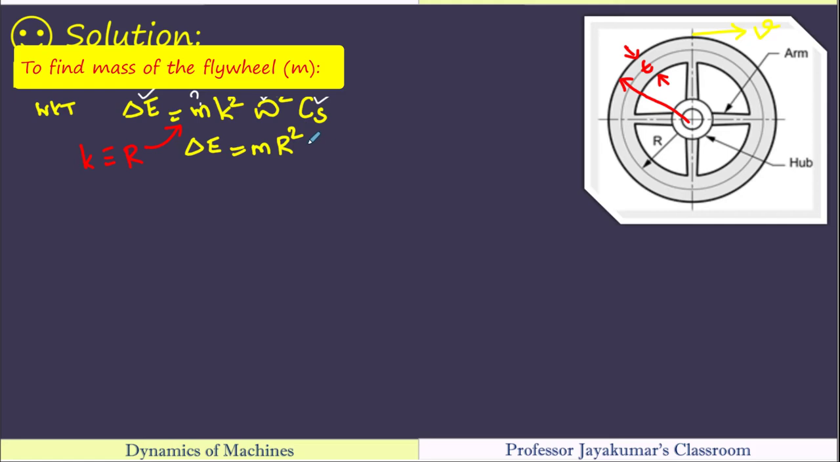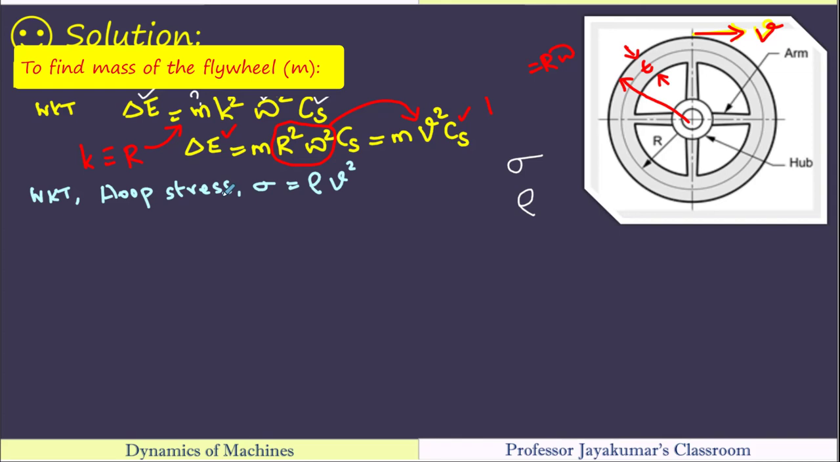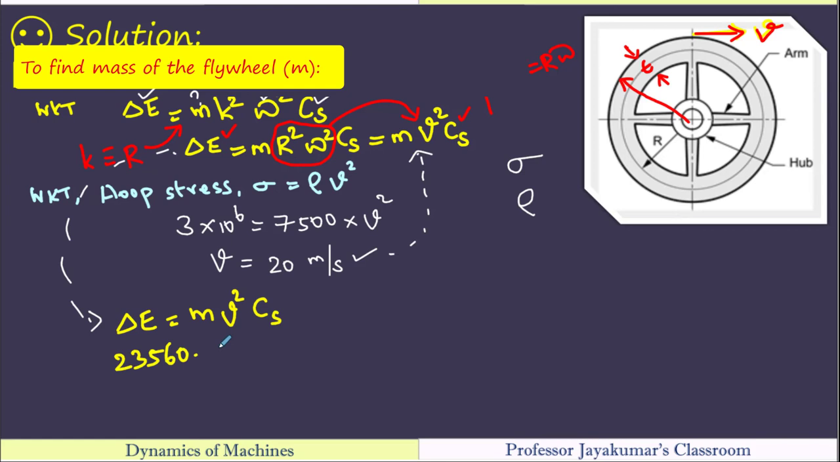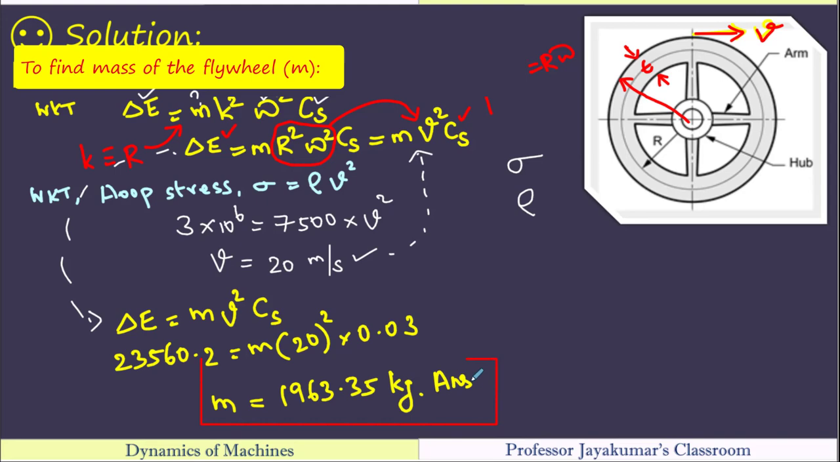Am I right? From this, I can write V equal to R omega. So this formula can be written like this. We know that hoop stress equal to rho V square. So substitute the given data. On simplification of this, I am getting V value as 20 meter per second. So now I can very well determine the mass. This is the first answer, mass of the flywheel.